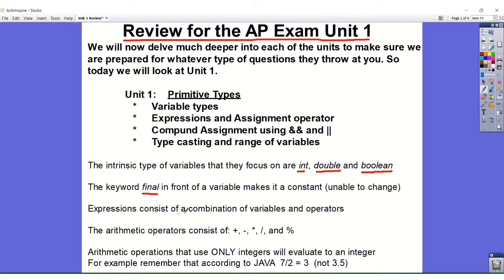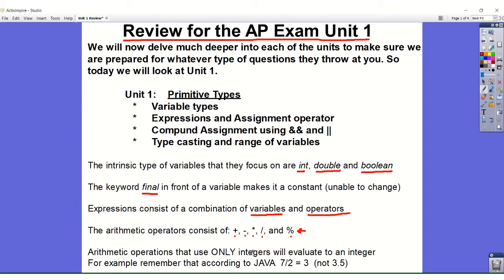Next, expressions consist of a combination of variables and operators. So we've got different types of operators and variables. The variables could also include constants as well. So the different arithmetic operators are adding, subtracting, multiplying is with an asterisk, dividing is with a /, and this guy right here, which is modulus division. Remember, modulus division is the one that's responsible for giving you the remainder of a division, not the quotient.